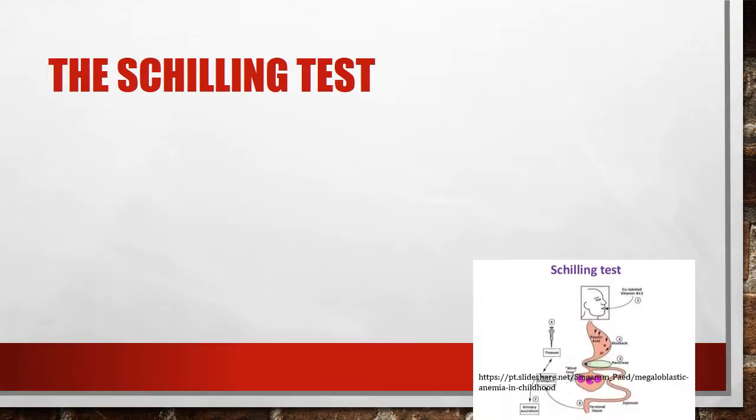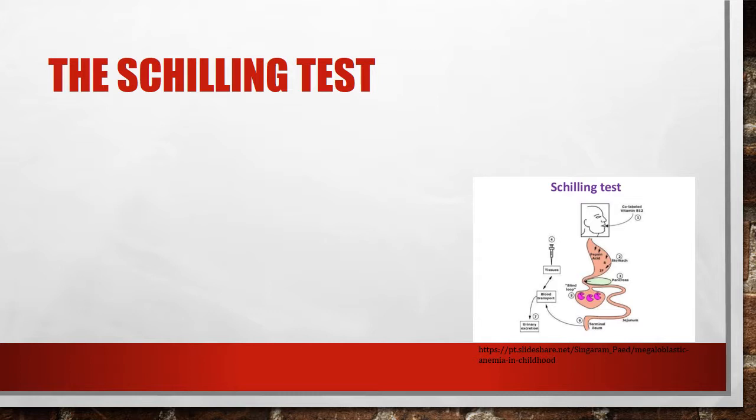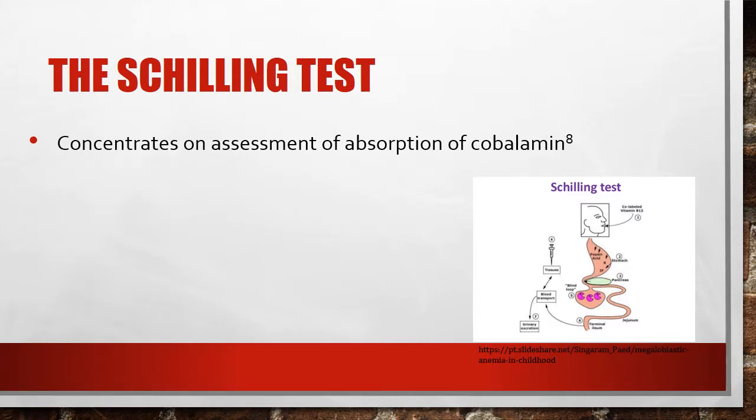Now that we understand the absorption process, we can comprehend the Schilling test. The Schilling test concentrates on the assessment of the absorption of cobalamin and gives us an idea of what the cause of the cobalamin deficiency is.